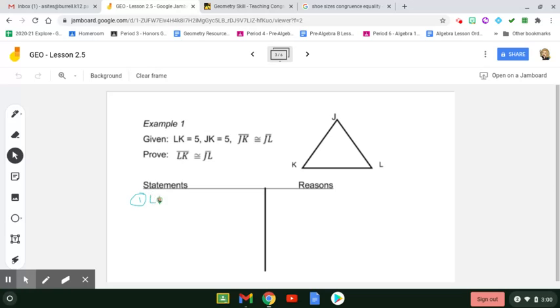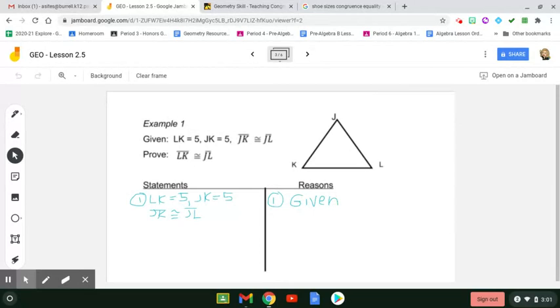So let's write down that LK is equal to 5, JK is equal to 5, and we have segment JK is congruent to segment JL. And it's really important to notice the markings that you see here. You notice that there's no segment sign above LK and no segment sign above JK because we're talking about equality. But when we talk about congruence, you have to make sure that you have the segment sign above it with the congruent symbol. Okay, so those are important things to note. All right, the reason for this is that it's given.